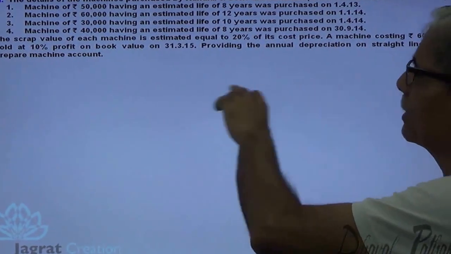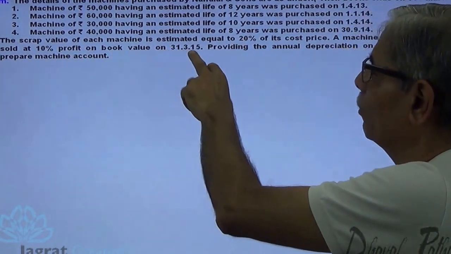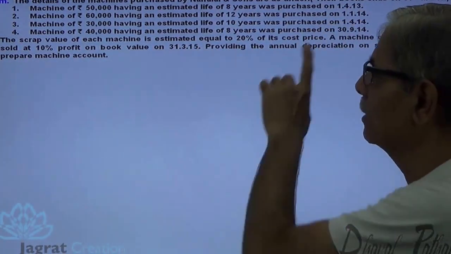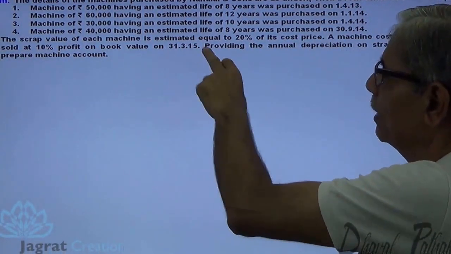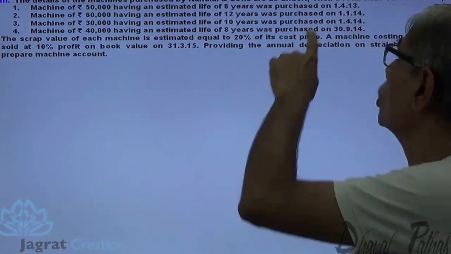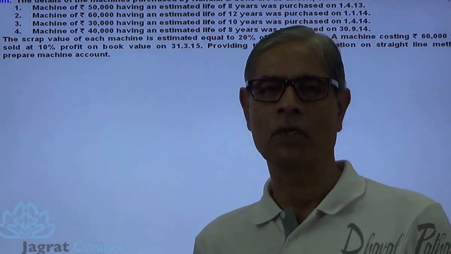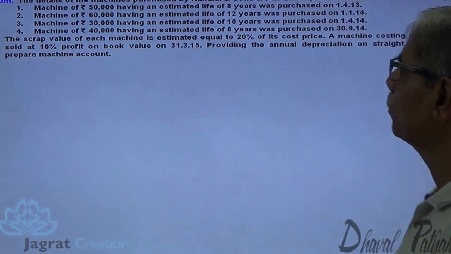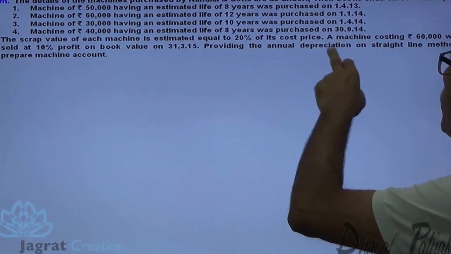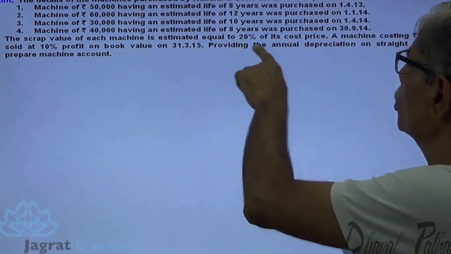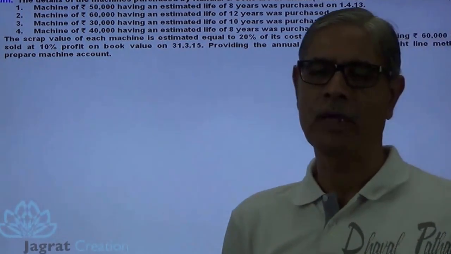Machine costing 60,000 is sold at 10% profit on book value on 31/3/2015. Now, 1/4/2013 to 31/3/2015: so 13/14 and 14/15, 2 years are to be considered for depreciation accounting. Providing annual depreciation by straight line method, prepare the machinery account. So straight line method depreciation is provided for.